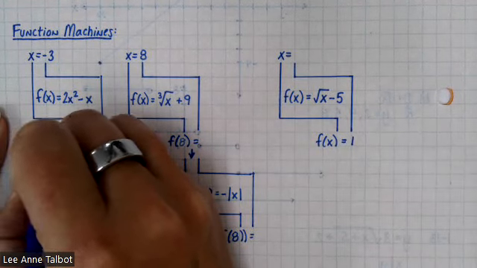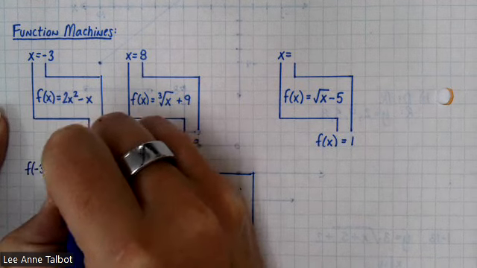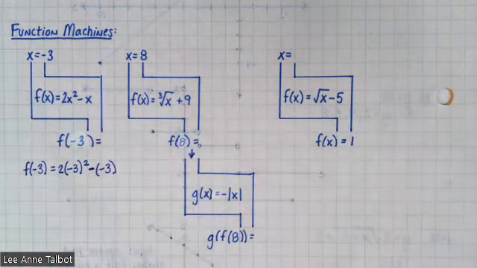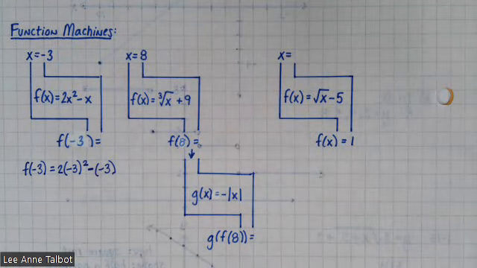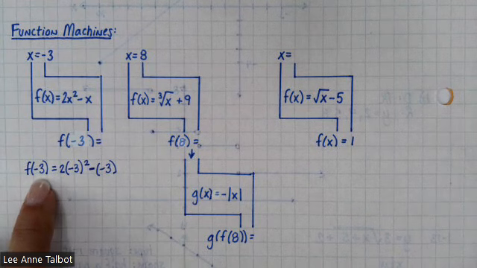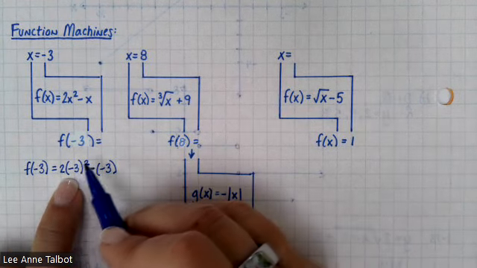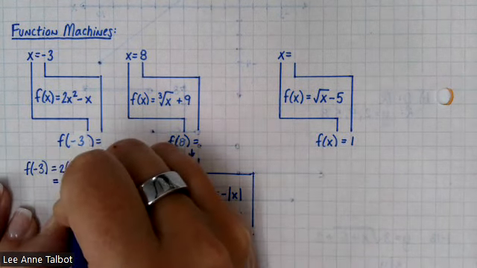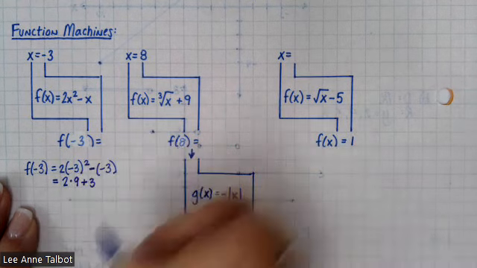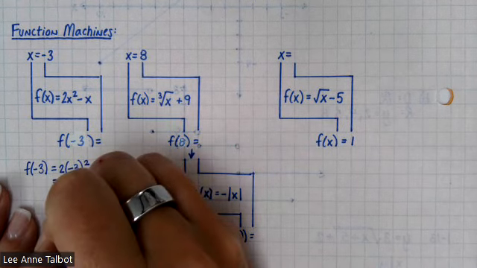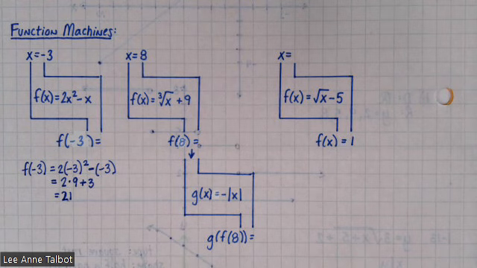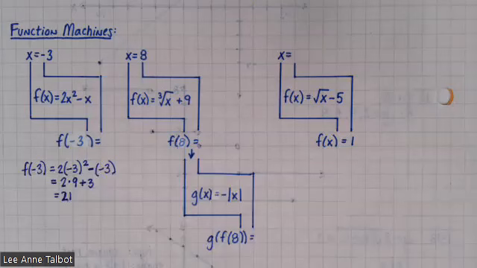So f of -3 is 2 times -3 squared minus -3. Okay, the only thing I really want to point out on this problem is that you square first, then times, and the minus negative becomes a plus. So this is 2 times 9 plus 3, which is 18 plus 3 is 21. You see why it takes longer to set the problems up than it does to actually do that.